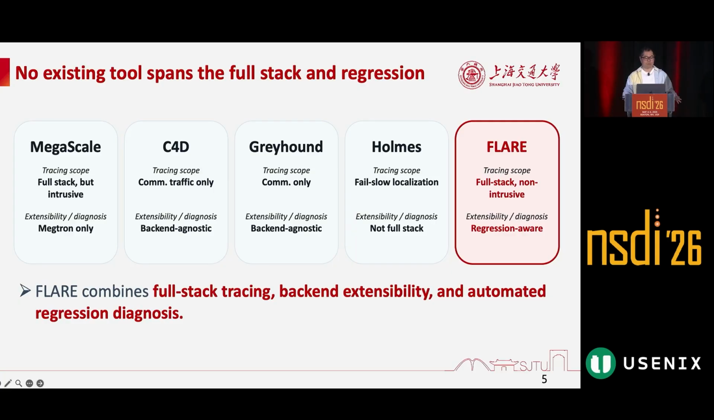Let's look at what we have now. MegaScale is an excellent system. It's full stack and low overhead. But unfortunately, it works with Megatron very well, and if you want to extend to some other backends, you have to contribute some effort. The rest, like C4D and Greyhound, are not full stack tracing, so they can't solve the regression problem.